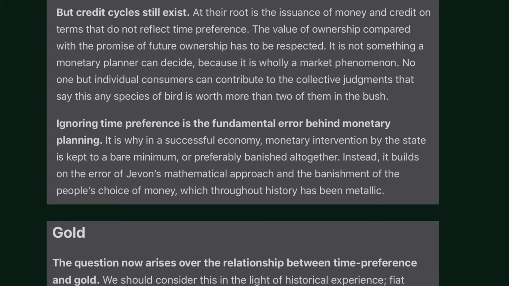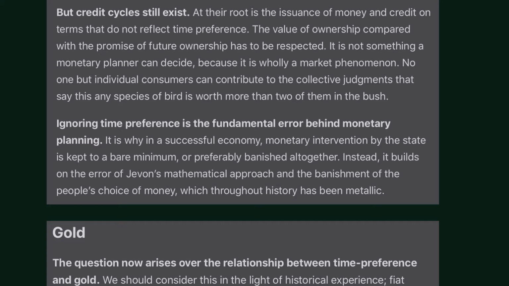At their root is the issuance of money and credit on terms that do not reflect time preference. The value of ownership compared with the promise of future ownership has to be respected. It is not something a monetary planner can decide because it is wholly a market phenomenon. No one but individual consumers can contribute to the collective judgments that say any species of bird is worth more than two of them in the bush.